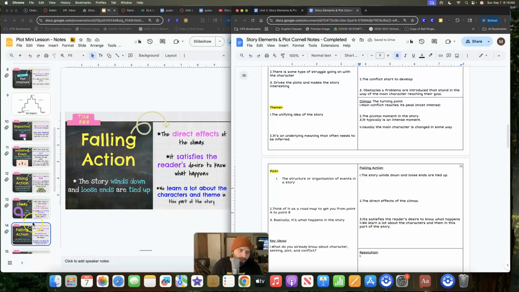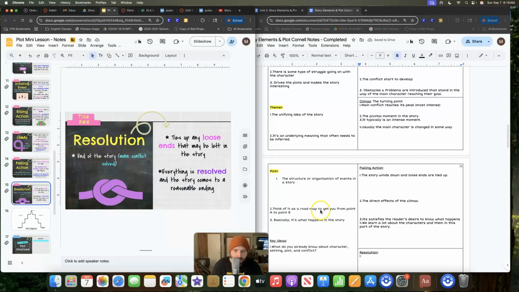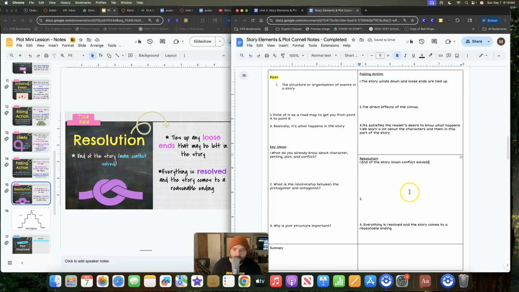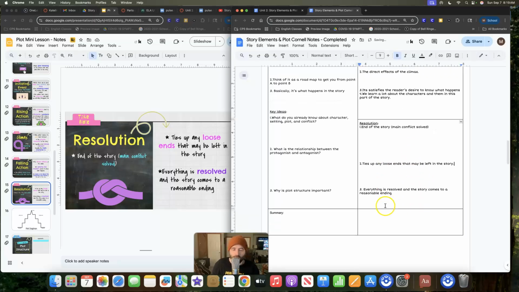And then, of course, this leads to our resolution, which is just the end. Now, we don't always have a nice, neat, happy ending, but it is the end of the story. Main conflict is definitely done at this point. It should have already been winding down from the start here down to this. And then it ties up any loose ends that may be left in the story. And that's it, everybody. That is our story elements notes.